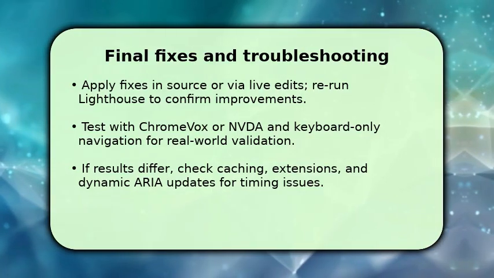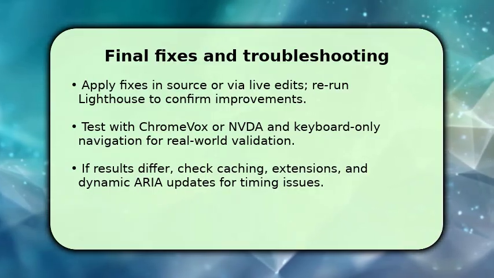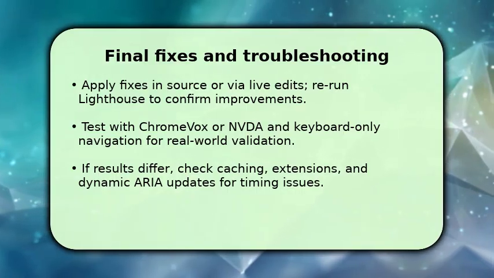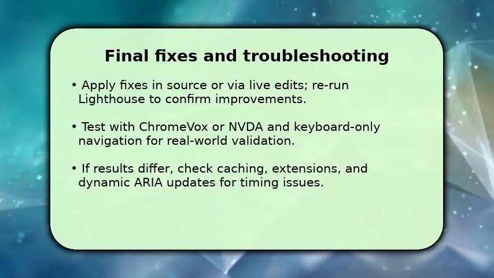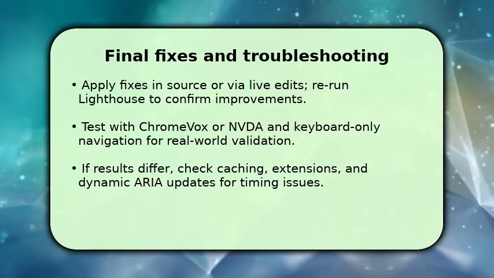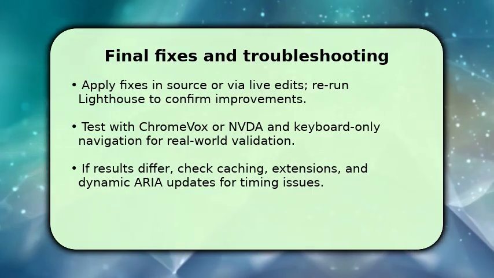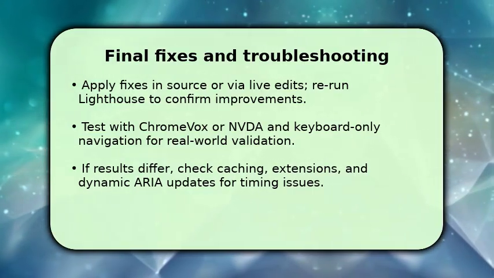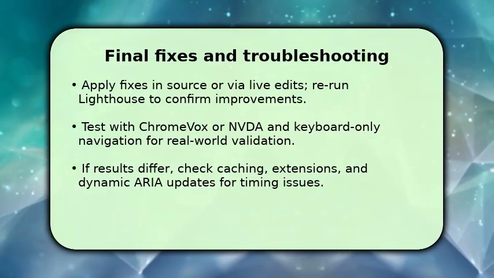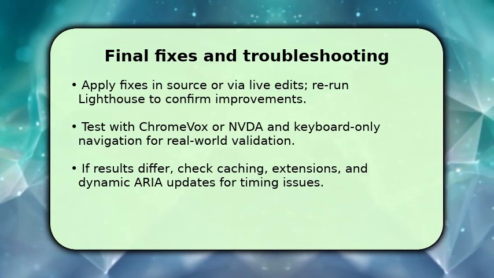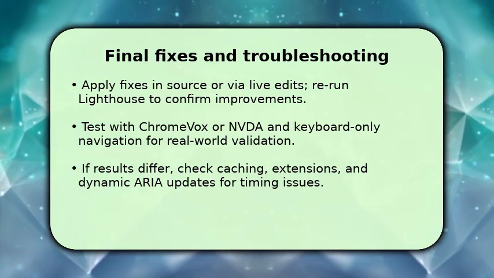Once done, validate with a screen reader like ChromeVox or NVDA and perform keyboard-only navigation to catch remaining issues in real-world use. If your tests show inconsistent behavior, check browser cache, disable extensions, and inspect dynamic ARIA updates. Race conditions or delayed DOM updates often cause discrepancies, so addressing timing fixes usually resolves them.